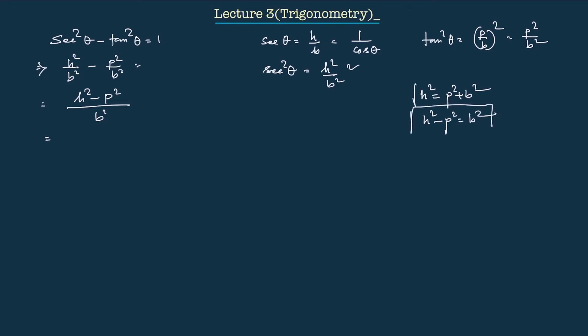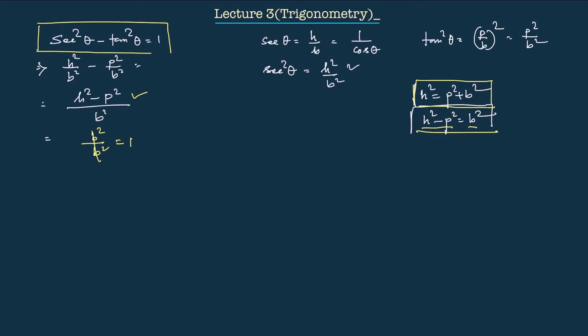So this is the parent formula, and from this formula we can derive this one. I replace h square minus p square with b square here, so b square by b square is going to be 1. So what I have proved is sec square theta minus tan square theta is equal to 1. Now keep sec square theta on one side and take tan square theta to the right hand side, so it is going to be 1 plus tan square theta. This is one formula you remember.